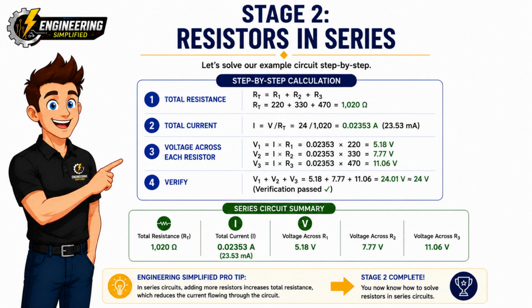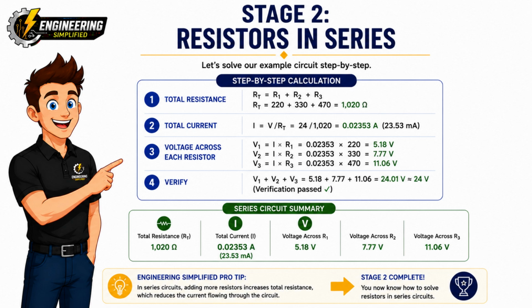As a final check, we add all three voltage drops together. The result is approximately 24 volts, which matches the supply voltage. That confirms our calculations are correct. We've successfully analyzed our first series circuit, and now you're ready to move on to parallel circuits, where the rules are quite different.